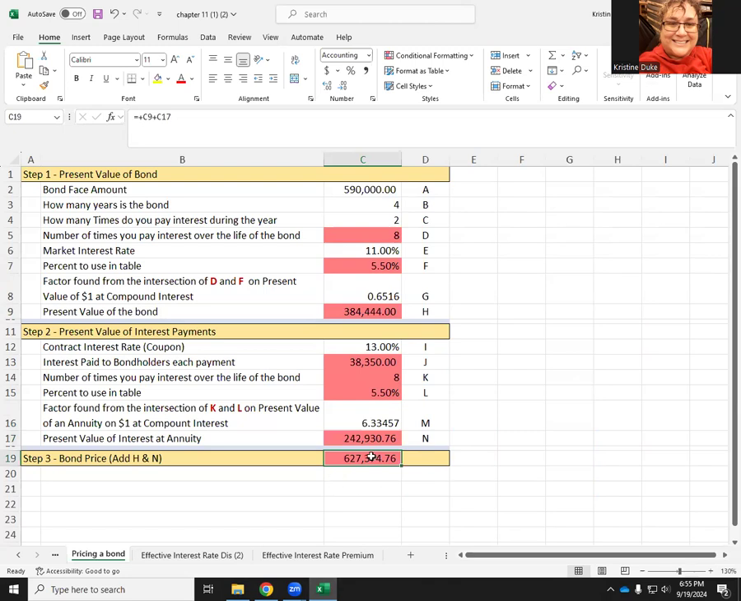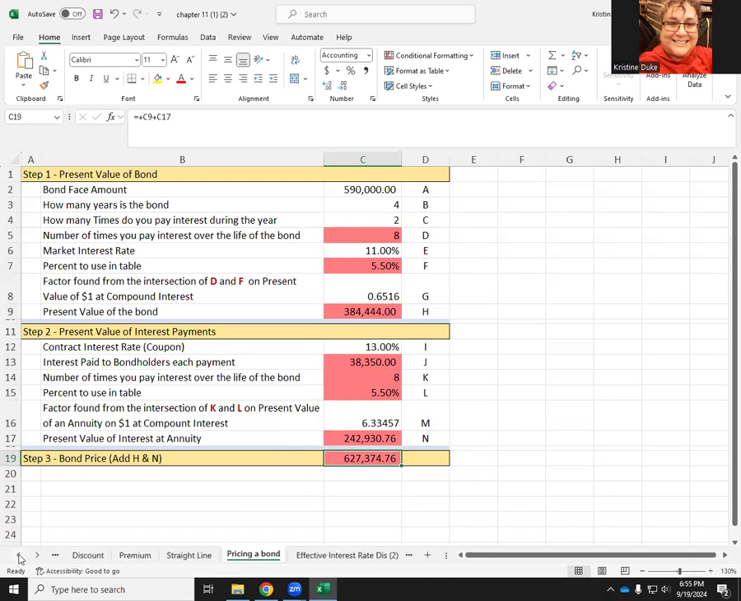Be very, very careful because the book is really bad about the rounding in here. So sometimes you're going to have to go up or down. Okay. So just remember the rounding. This one here would be 627,375. Sometimes the rounding is off by a couple of dollars. So please just be aware of that. Now, so that's pricing of a bond.